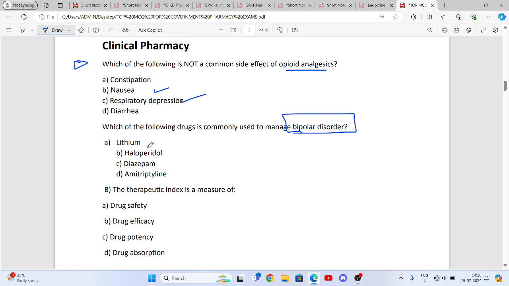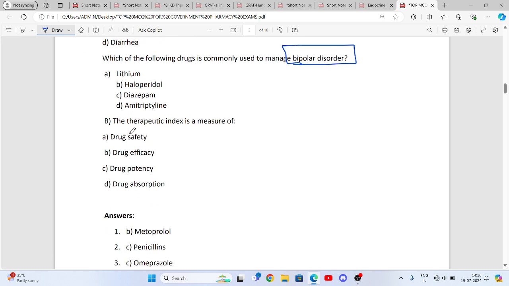Lithium carbonate is the most commonly prescribed medication for mania and bipolar. Haloperidol is useful as an antipsychotic. Diazepam is a benzodiazepine that causes GABA facilitatory action, and amitriptyline is a tricyclic antidepressant.